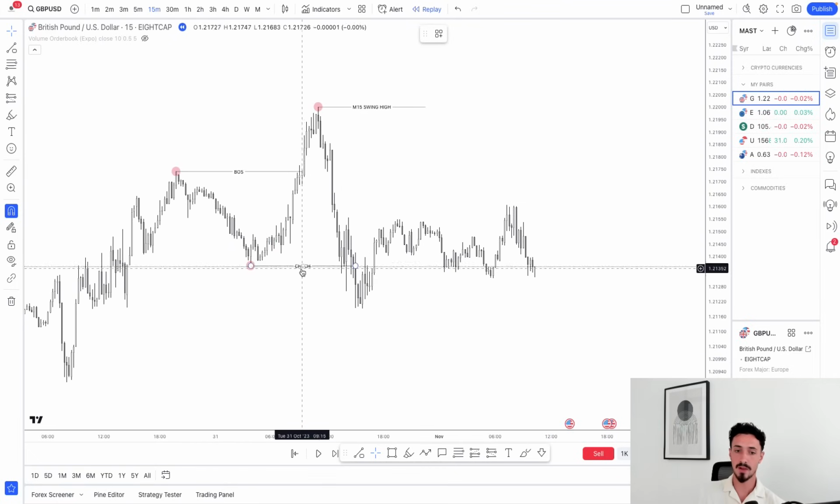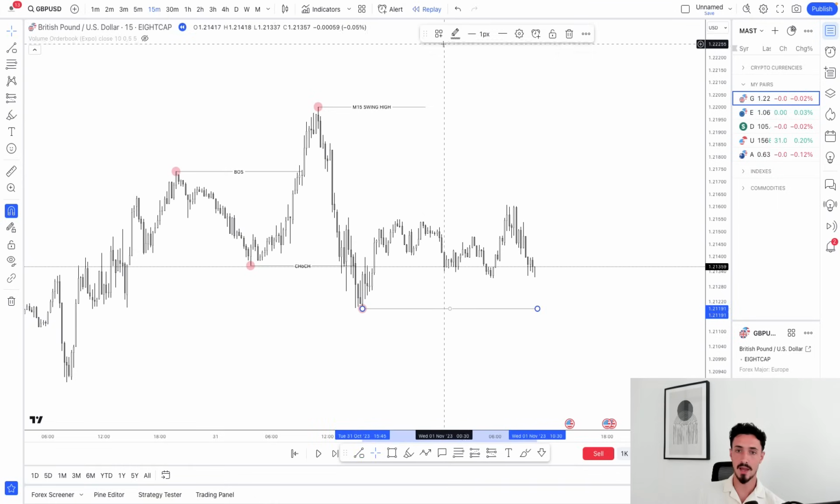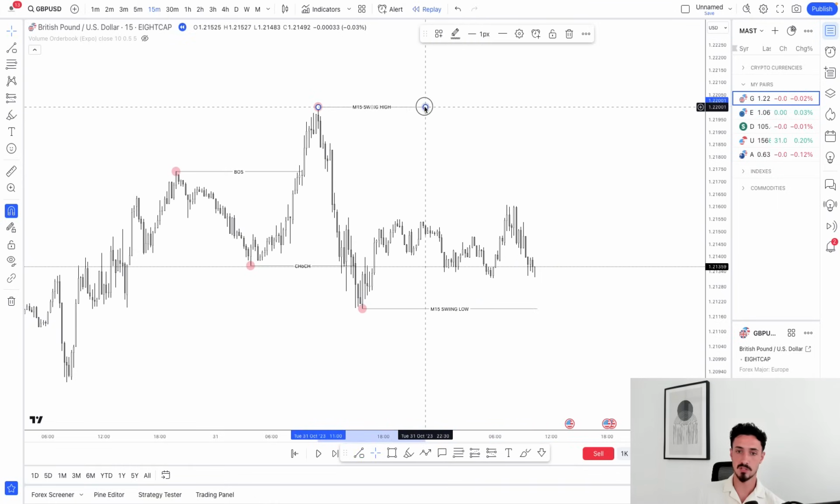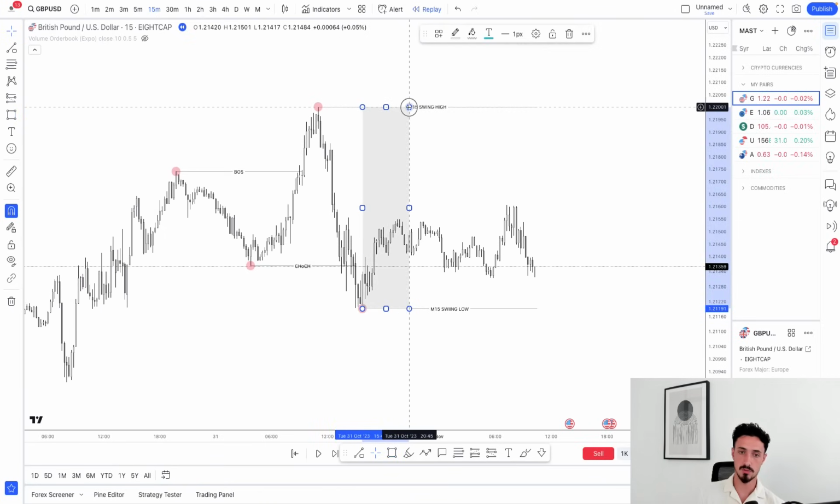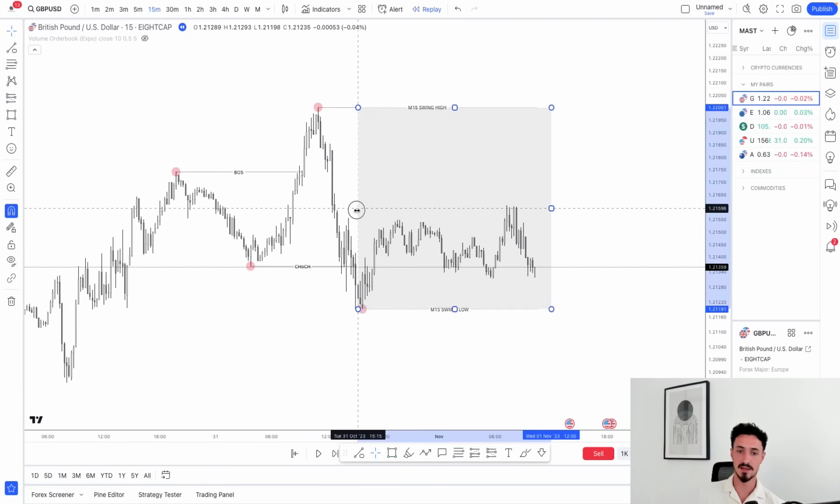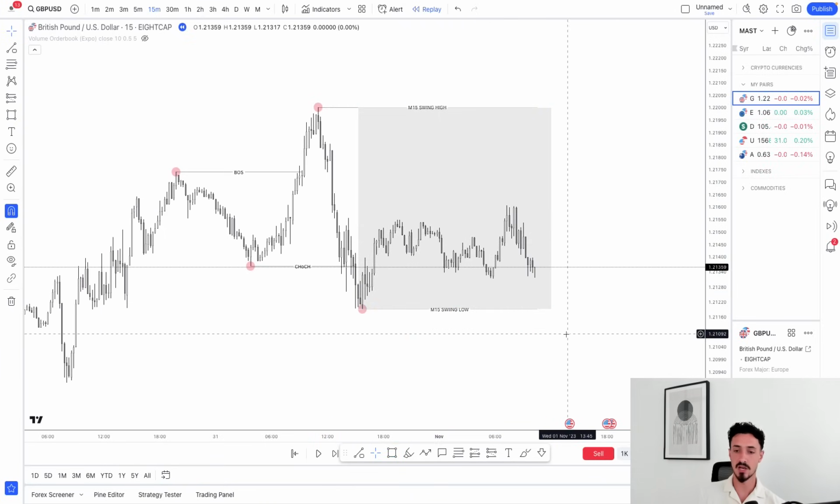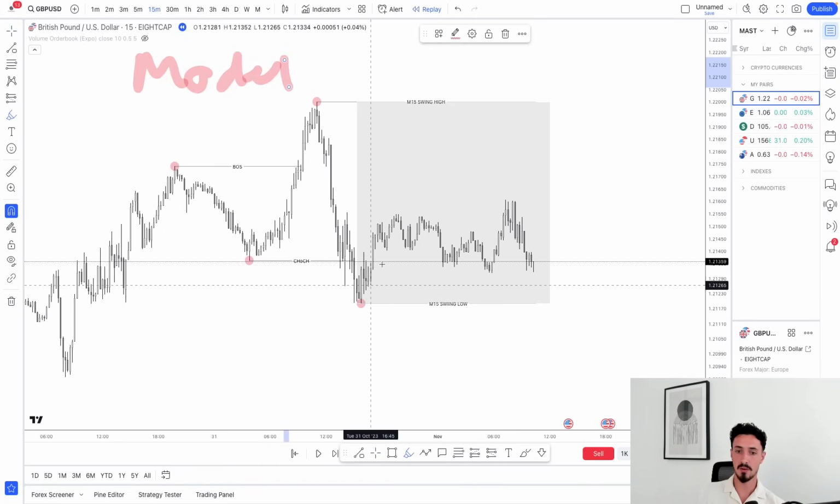So now, after we have this break of structure, now we have our lower low, and that is characterized as what? Our M15 swing low. So now we have our swing high and our swing low. So now we know the range in which we are trading inside of. So we just map out this low to this high. Anything inside of that is our range. It's our internal. We can begin to map out our internal structure.